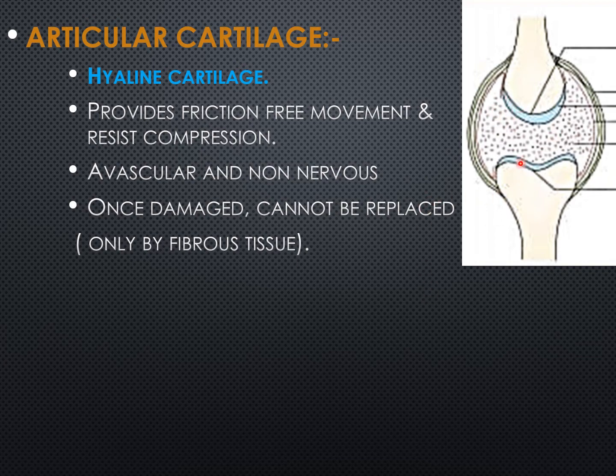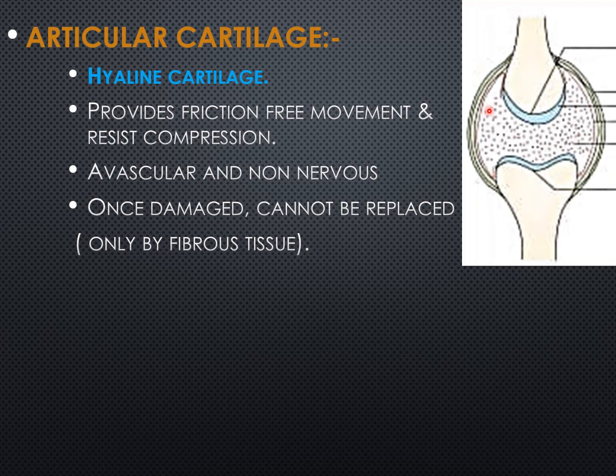Okay, so friction-free movement between the two bones, and it resists the compression. How is this articular cartilage, this hyaline cartilage, different from regular hyaline cartilage that is seen in the rest of the body? This articular cartilage is avascular and non-nervous, and it lacks a perichondrium. So it is avascular and it is non-nervous.